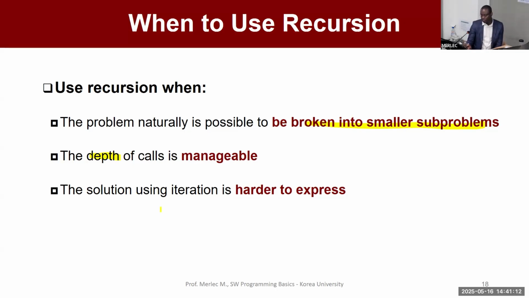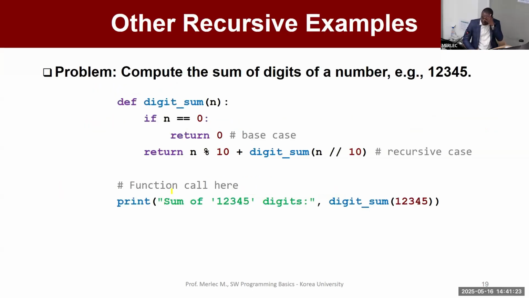And when a solution using iteration is hard to implement, in this case you can use recursion. Those are some cases. I can elaborate on a few other cases for recursion. Let's assume that you are given a multiple digit number like 1, 2, 3, 4, 5, a 5-digit number, and then they ask you to write a Python recursive function that can sum the digits of the number.